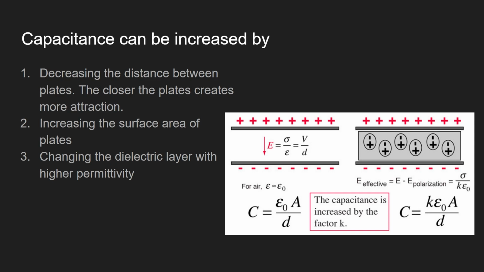Okay. The first part is changing the dielectric layer with a higher permittivity one. But actually, if you can't memorize the permittivity, just memorize that a capacitor can be altered. The value of capacitance can be altered by the size of the metal plates and the space between them.